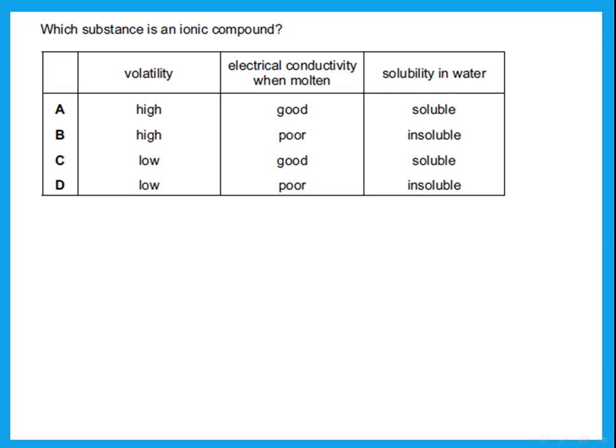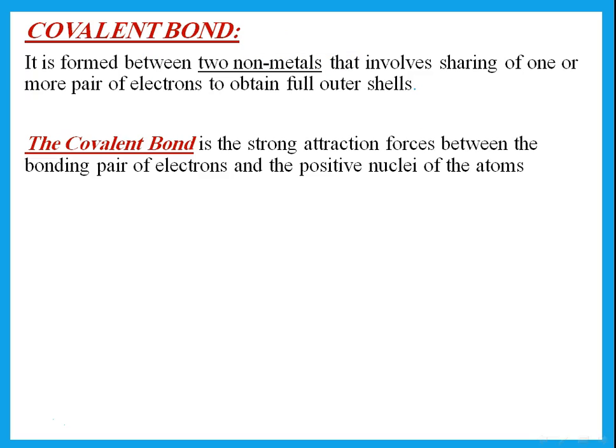Now, what did we say about ionic compounds? Their boiling point is high. Now, if something has a high boiling point, then its volatility is low. That means it will not evaporate easily. So actually, ionic compounds have low volatility. Now, what about electrical conductivity when molten? Yes, when molten, it should be good. Solubility in water, it dissolves. So my answer is C.